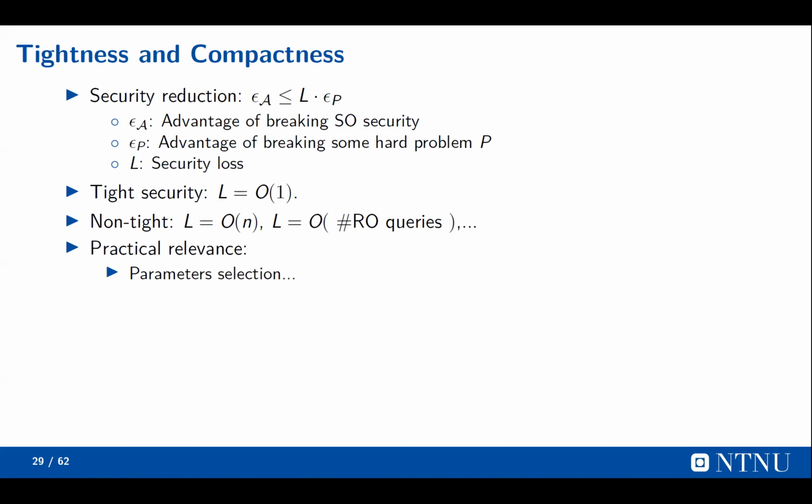So why do we care about tightness? Because sometimes if we want to choose a provably secure parameter, we need to choose an appropriate security parameter such that epsilon_P is very small, so that epsilon_A is also small. But if L is very large, then we need to choose a larger security parameter to make epsilon_P small enough. And a larger security parameter will lead to higher computation overhead or communication overhead.